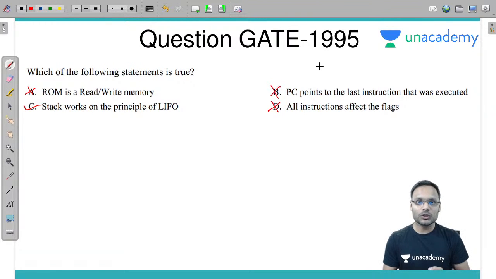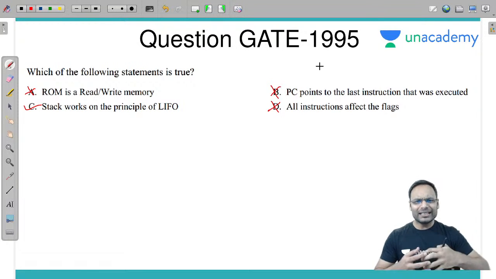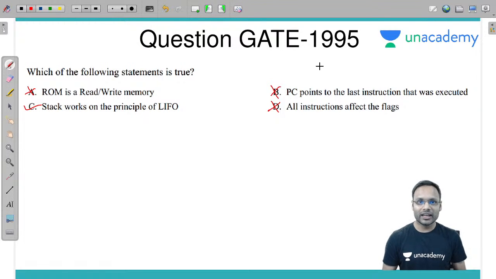Most of those instructions only affecting the flag which are performing ALU operation, and some specific instructions are there which are directly operating on flag.